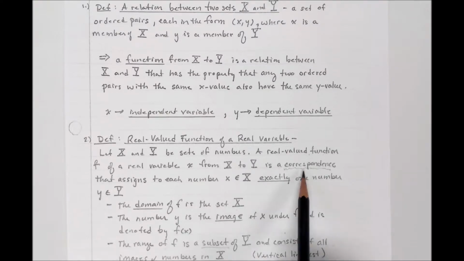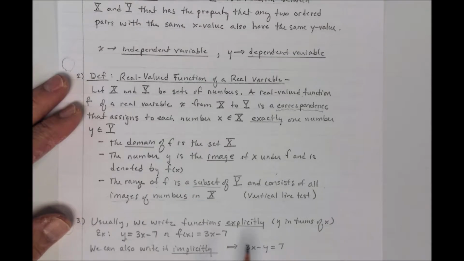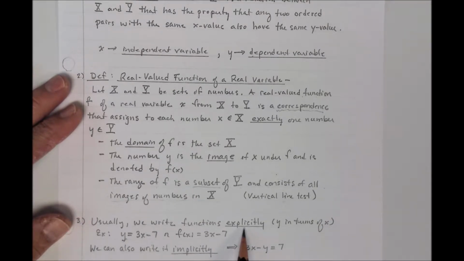Now, this correspondence can be described a number of ways, usually with an equation, sometimes with a graph, sometimes with a description. So when we write functions as equations, we like to have y in terms of x. When we have y in terms of x, we say that the function is defined explicitly, such as y equals 3x minus 7, or using function notation, f of x equals 3x minus 7, written this way because the y value is the same as f of x. The f of x is just function notation, and it's a little bit better for some circumstances, especially when you're evaluating different values for x.